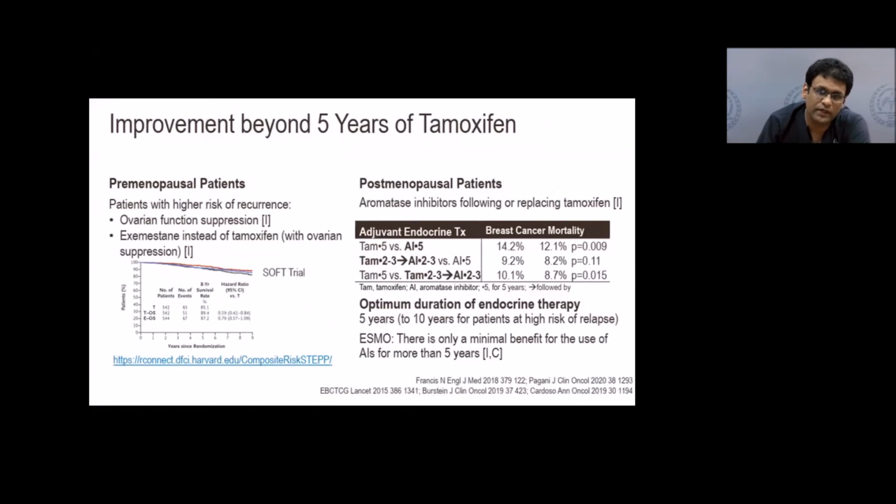There is also data to say that for high-risk patients, extending that duration of tamoxifen to up to 10 years also may have a small additional benefit. Remember, this benefit is small, but we choose our patients carefully, but we can give for up to 10 years. So 5 years as a minimum, up to 10 years for patients who are at high risk of relapse.